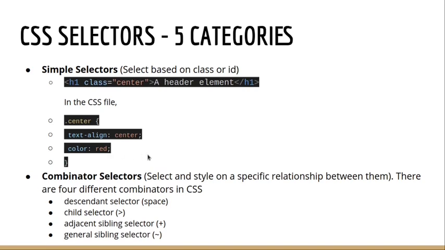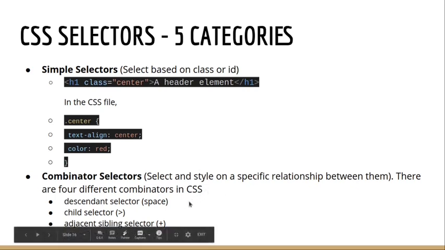We have the combinator selectors, and this selects based on specific relationship between your tags. So we can have descendant, we can have child, we can have adjacent siblings and general siblings. I'm not going to explain it in this video, but as we move along, you will understand.